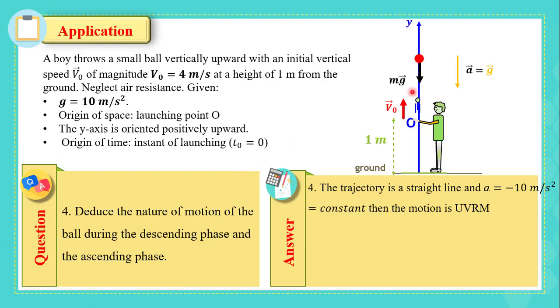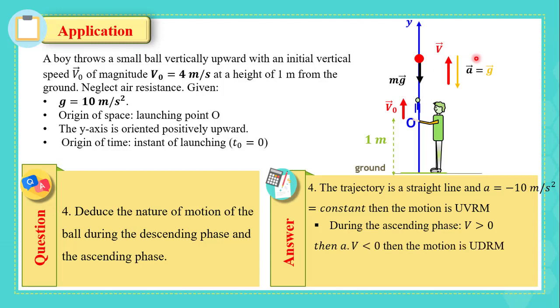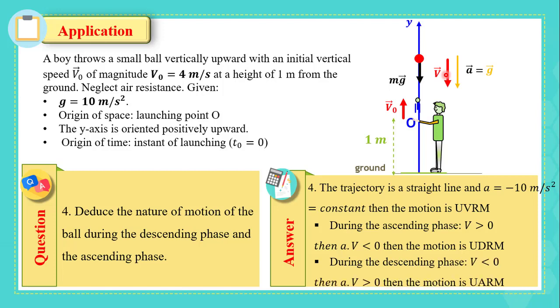During the ascending phase, while the ball is moving upward, v is positive since it is directed with the positive direction of the y-axis. Then a dot v is negative. Then the motion is uniformly decelerated rectilinear motion. While during the descending phase, v is directed opposite to the chosen positive direction, then v is negative. This implies that a dot v is positive since a is also negative, and the motion is then uniformly accelerated rectilinear motion.